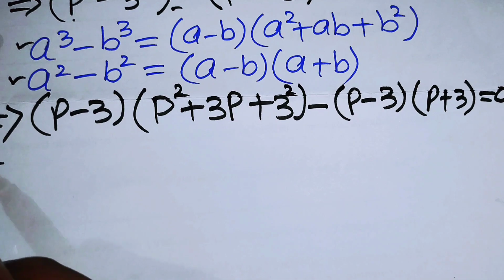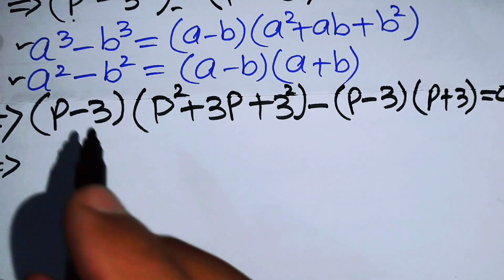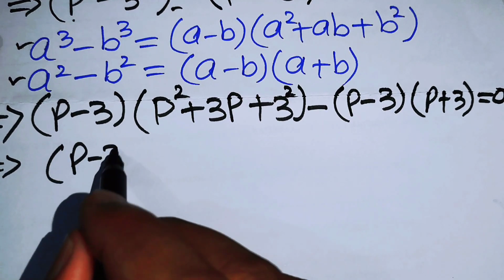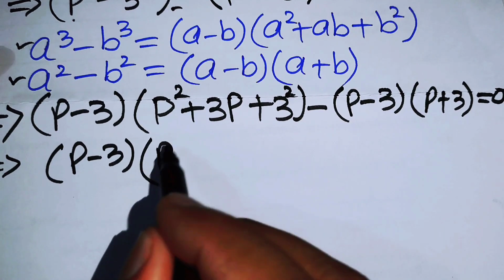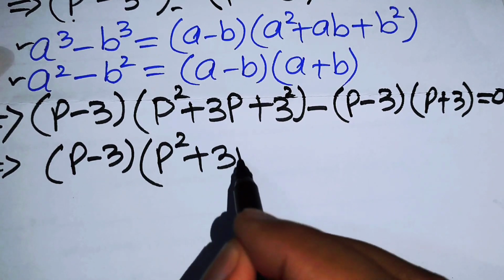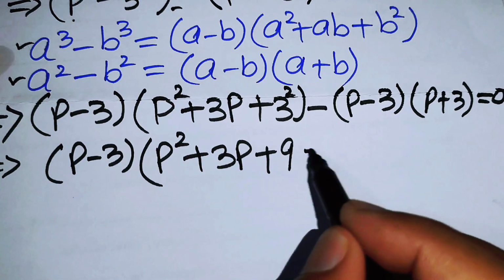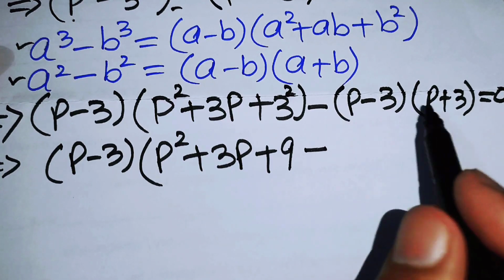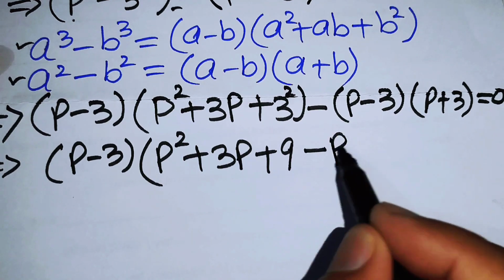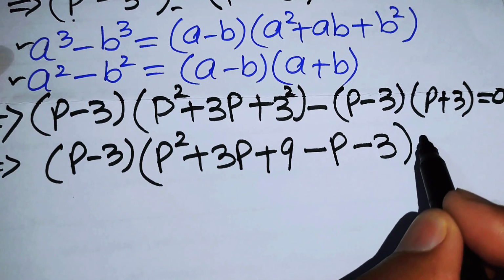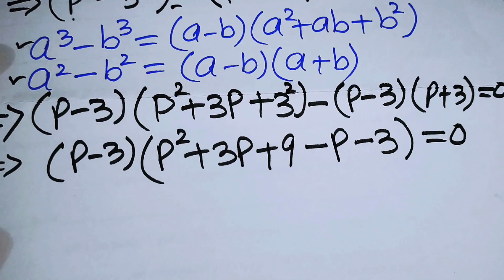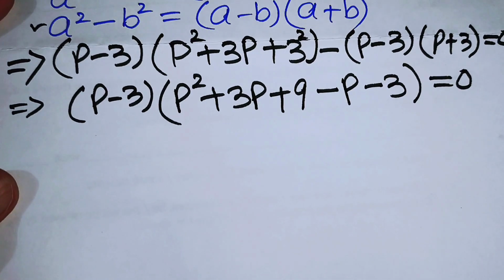After that we will take common p minus 3 from both of the terms, and you get p minus 3 times of p square plus 3p plus, here you have 3 square which is 9, and here you have minus sign, we multiply this minus sign on both of the terms, and you get minus p minus 3 is equal to 0. So here we have two cases.